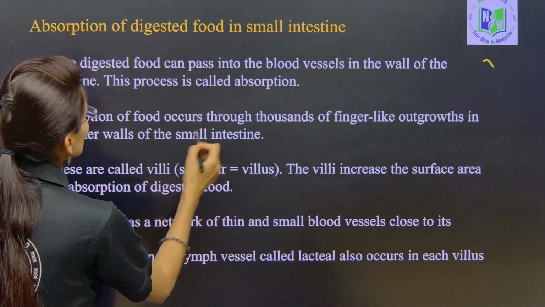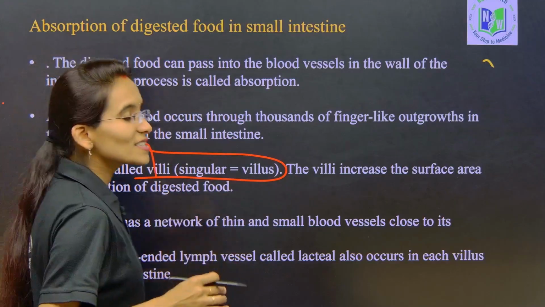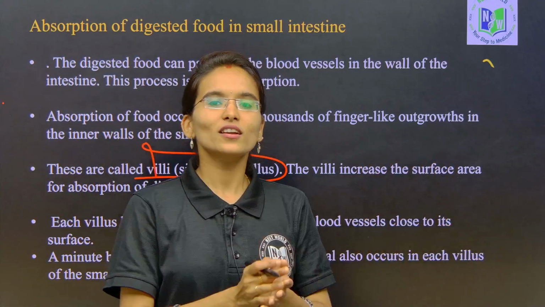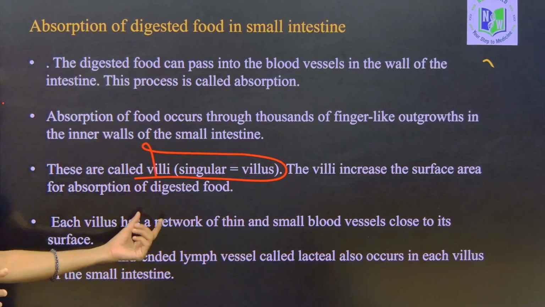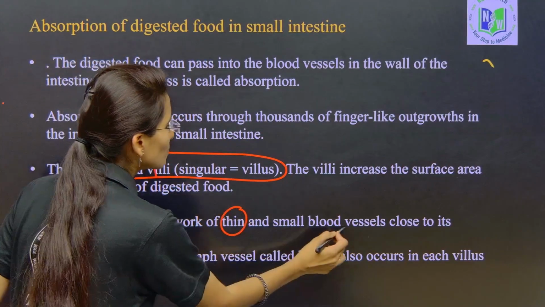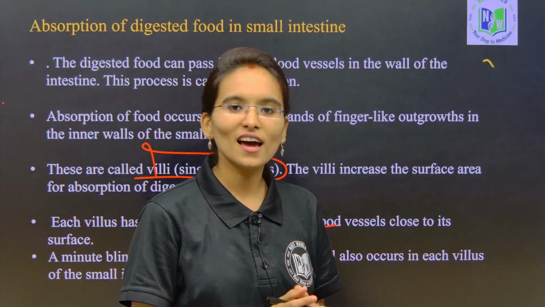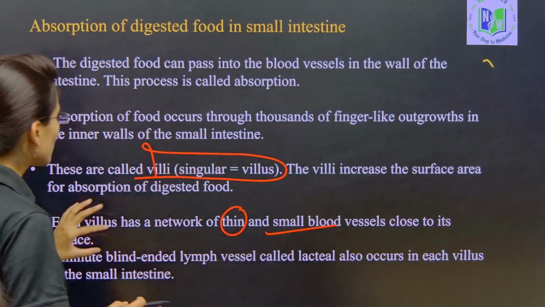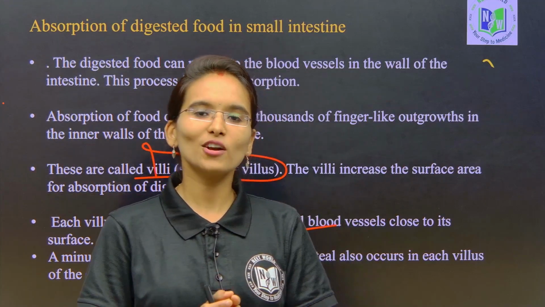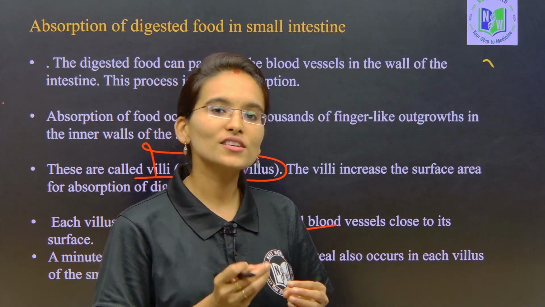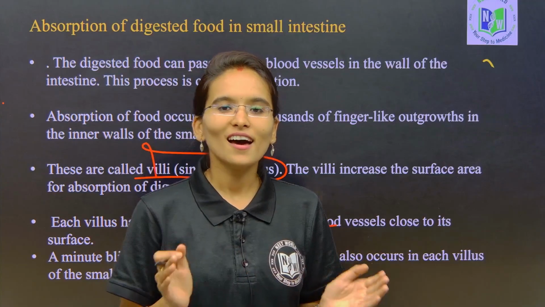These villi increase the surface area inside the small intestine for the absorption of the digested food, and each villus has a network of thin and small blood vessels, as we have just seen. So this is how digestion takes place in the small intestine, and this is how the digested food is absorbed.